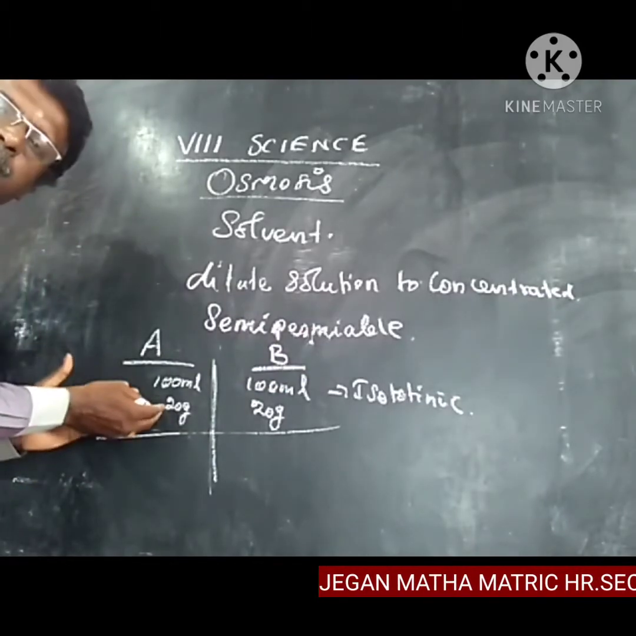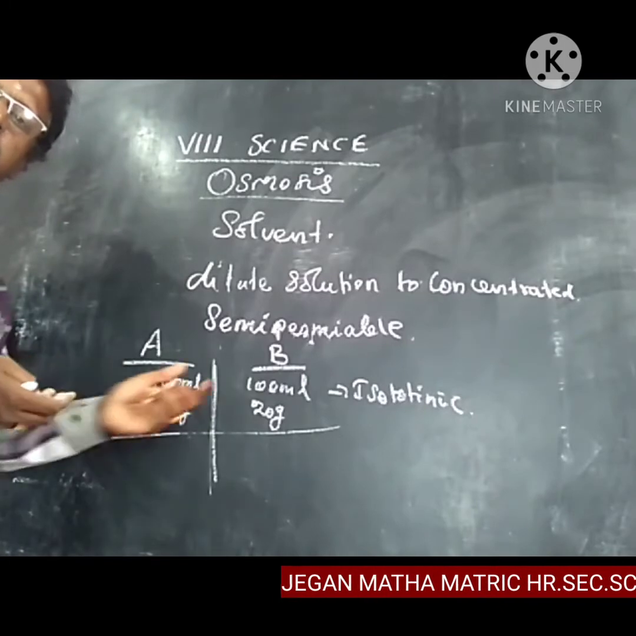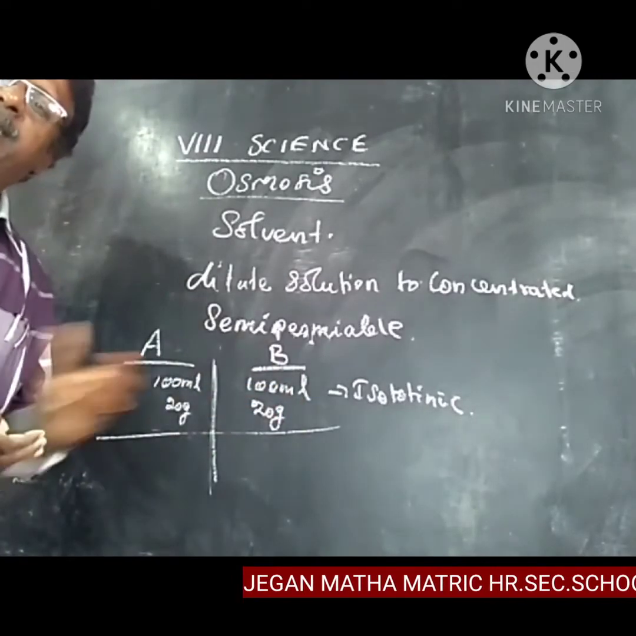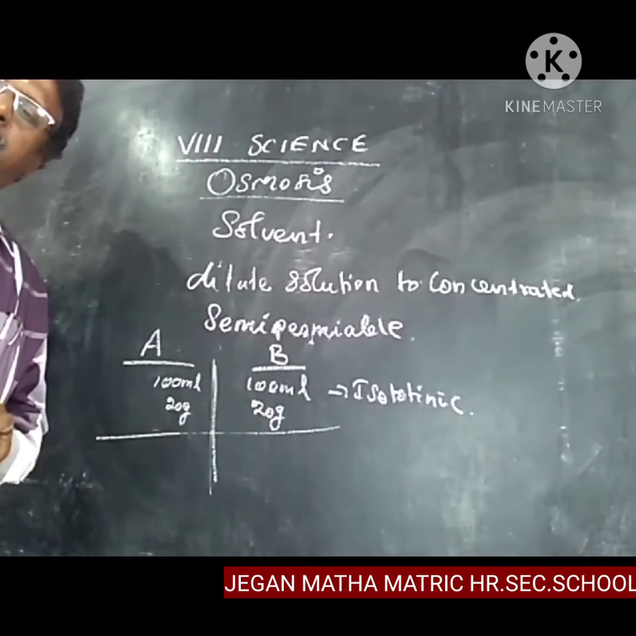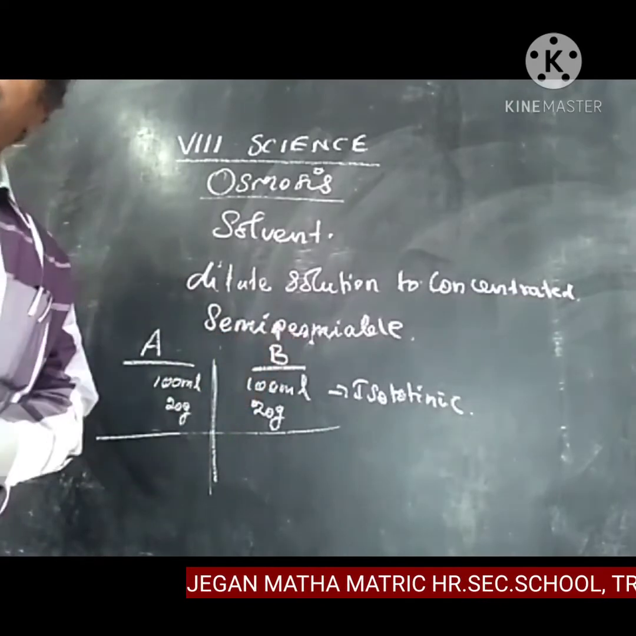Suppose solution A is in a cell, the cytoplasm, and B is outside of the cell, surrounding the cell. They have the same concentration, so it is called an isotonic solution.